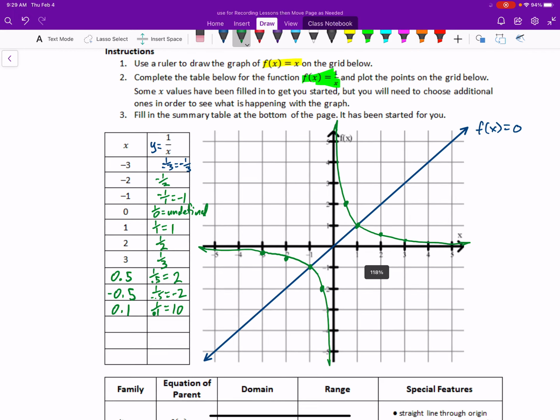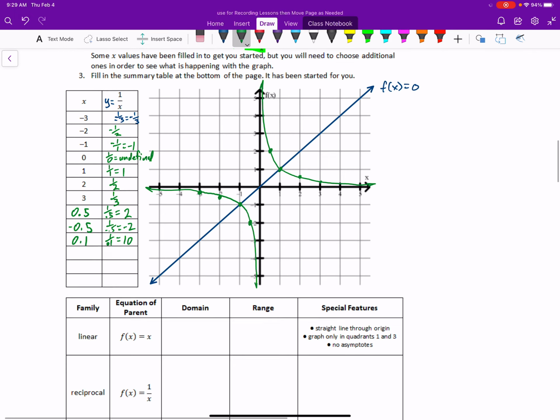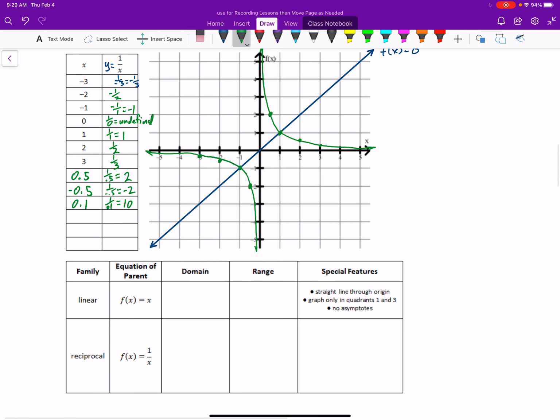So there's our graph. And then we can answer different questions about it. We can say what the domain is of the linear function, the parent one. So we know the domain is all real numbers, and the range is all real numbers.